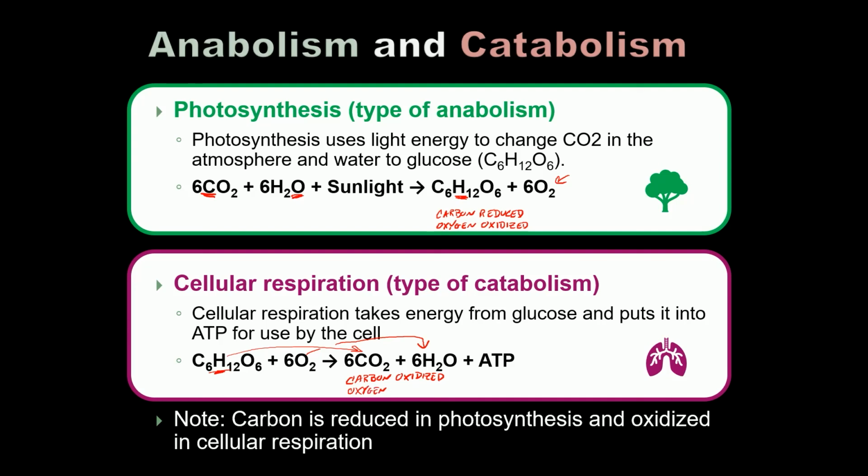You get energy in photosynthesis, energy out in the form of ATP in cellular respiration. Photosynthesis is a kind of anabolism, which we talked about in one of the previous videos. Cellular respiration is a kind of catabolism. Photosynthesis, carbon is reduced, oxygen is oxidized. Cellular respiration, carbon is oxidized, oxygen is reduced. So in the next video, we're going to start with the photosynthesis content.